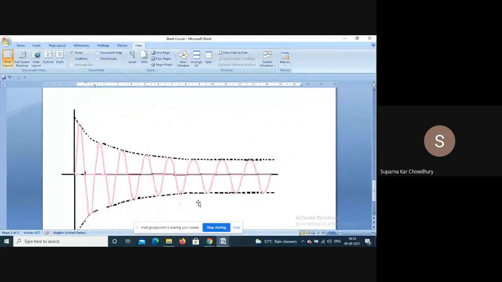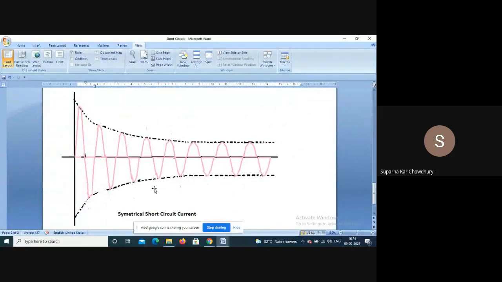Now this is the figure for a transient wave. It is for a symmetrical short circuit. Actually, whether it will be symmetrical or asymmetrical depends, as I told, on the instant of short circuit and then the type of short circuit. This is just an example for symmetrical. It can be asymmetrical also, totally asymmetrical like this, or partly asymmetrical. But it has this steep portion, this is the subtransient. Then this portion is transient. Then this is the steady state short circuit.